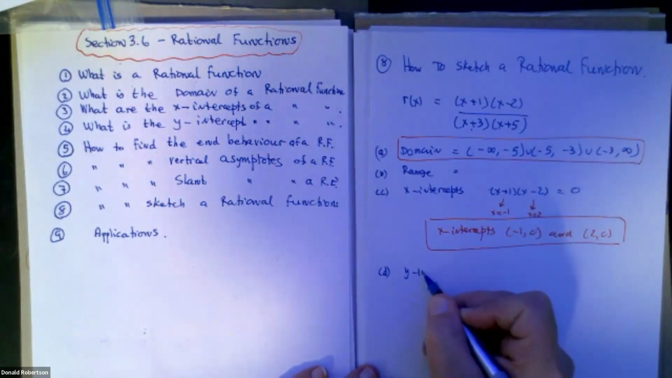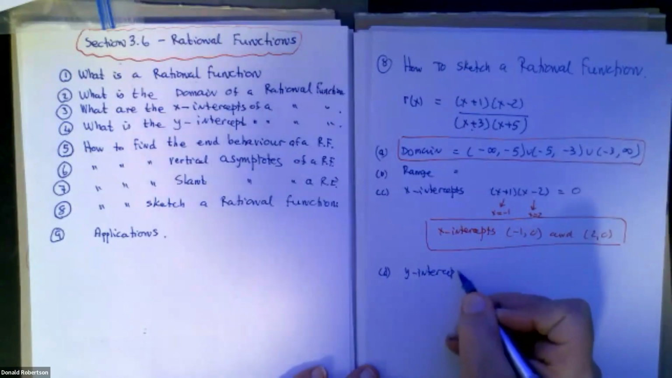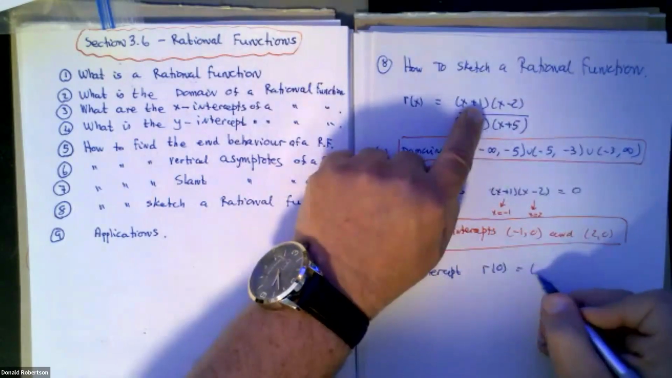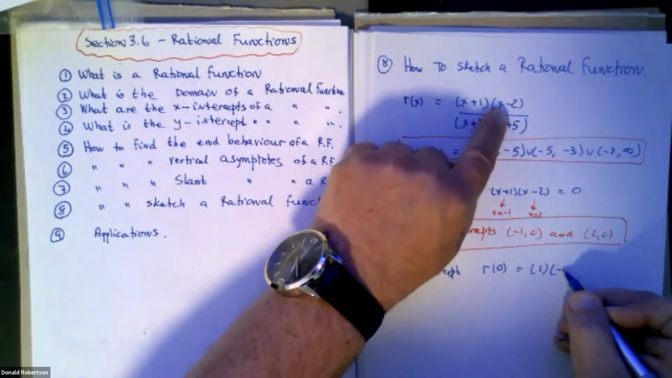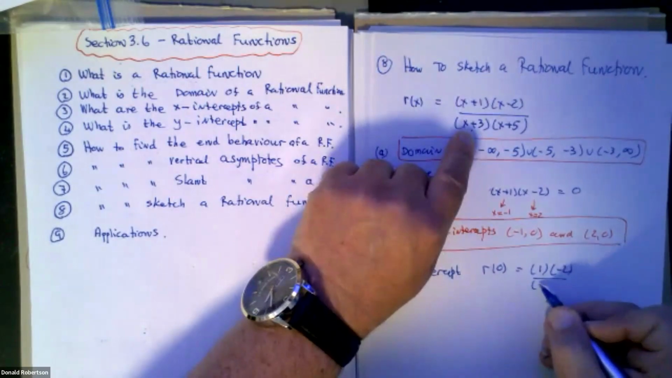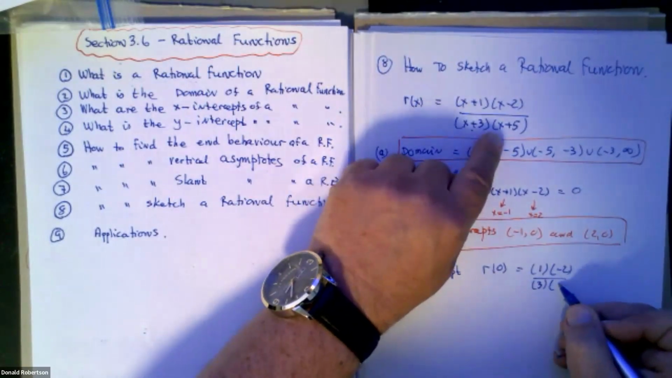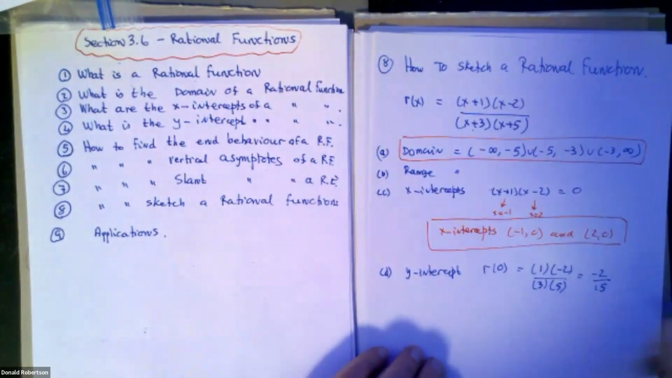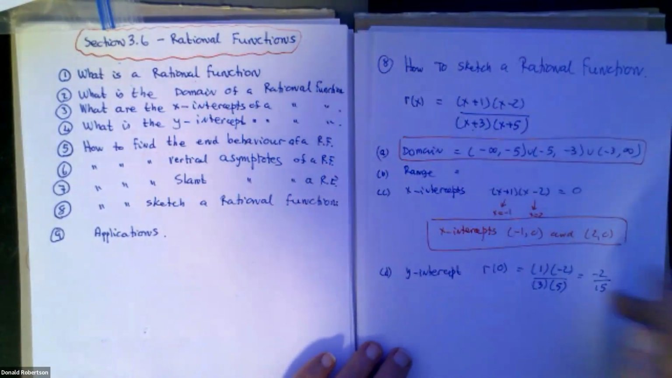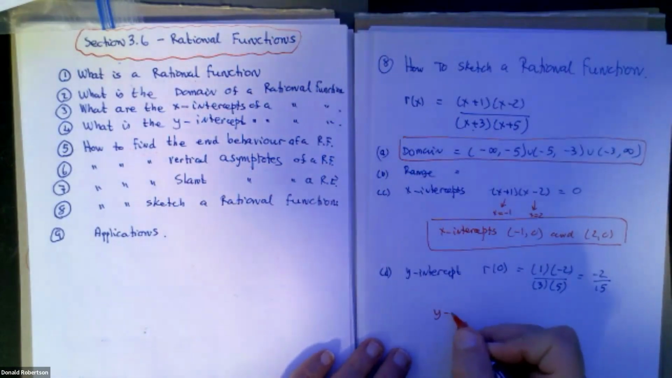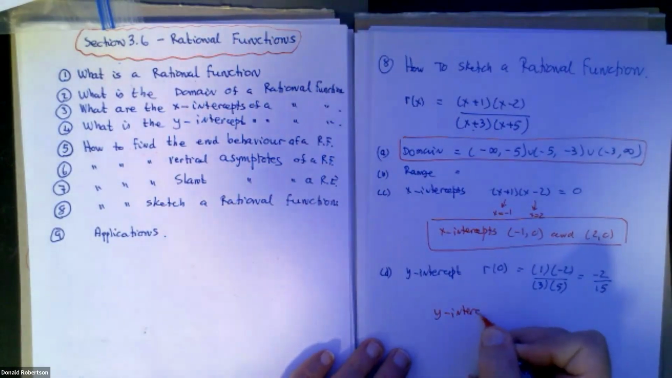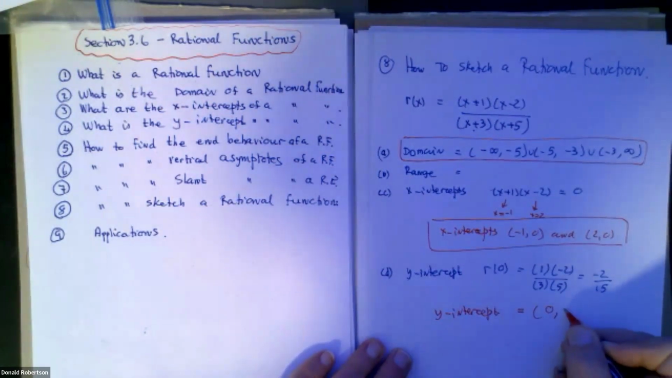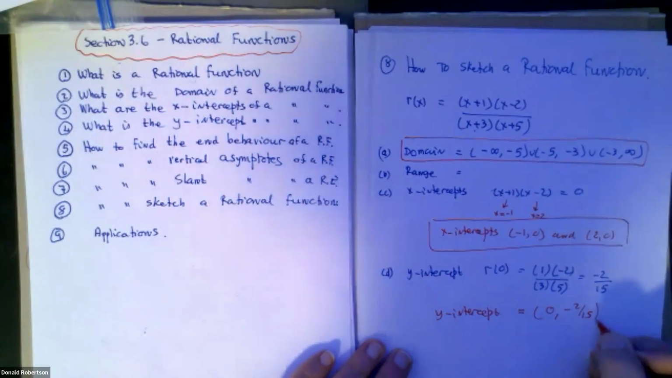Let's find the y-intercept. Well, all I do is find the value of the function at 0. So what's that? 0 plus 1, 0 take away 2, 0 plus 3, 0 plus 5. So I get -2/15. And again, you don't say y equals -2/15. It's a coordinate that you want. So the y-intercept is 0, -2/15.